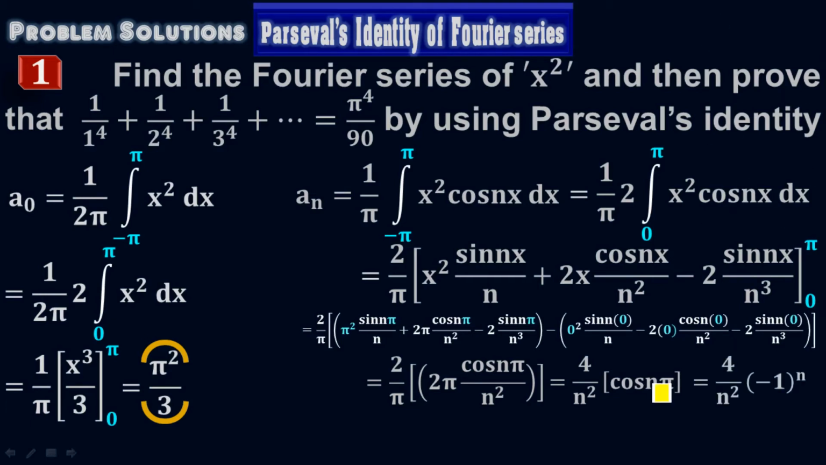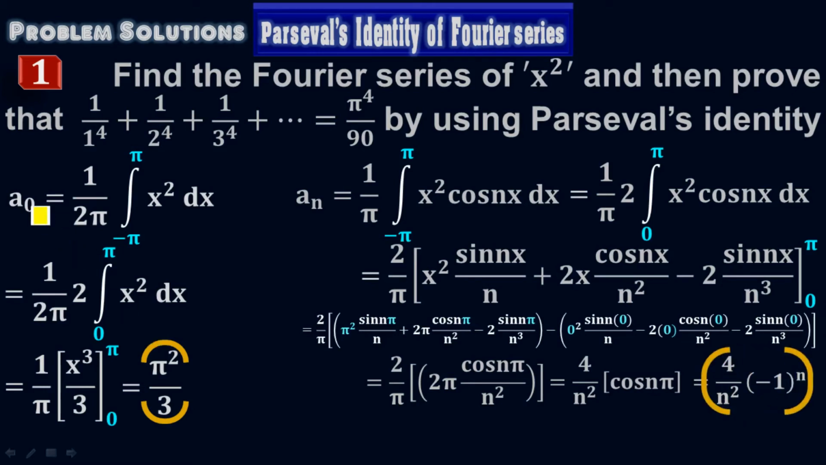Remember, if n is odd, the value of cos n pi will be negative. If n is even, the value of cos n pi will be positive. Like for cos pi, it is negative 1. For cos 2 pi, it is positive 1. For cos 3 pi, it is negative 1. For cos 4 pi, it is positive 1. Therefore, we put n here. It depends on the value of n. We know that cos pi is negative 1, but don't forget there is n here. If it is odd, it will be negative. If it is even, it will be positive. So there I got the value for a sub n.